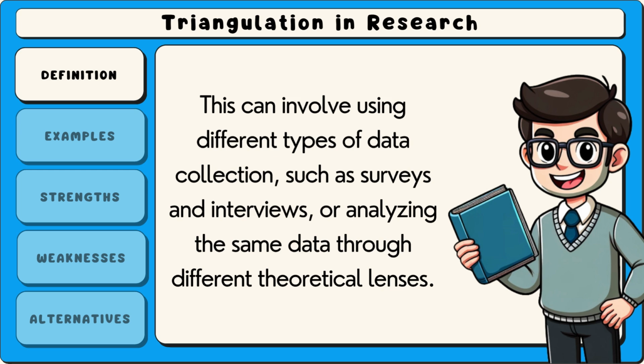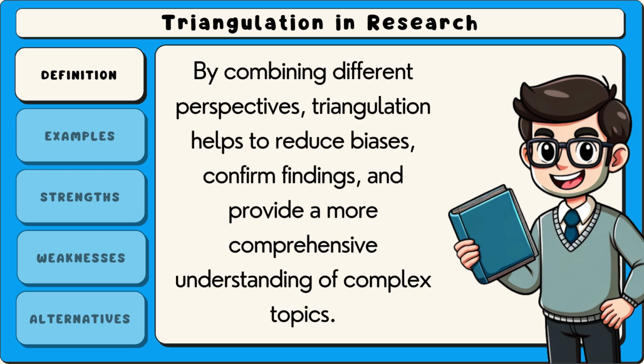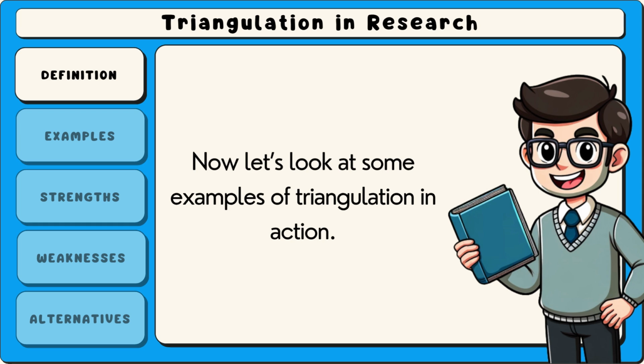This can involve using different types of data collection, such as surveys and interviews, or analysing the same data through different theoretical lenses. By combining different perspectives, triangulation helps to reduce biases, confirm findings, and provide a more comprehensive understanding of complex topics. Now let's look at some examples of triangulation in action.